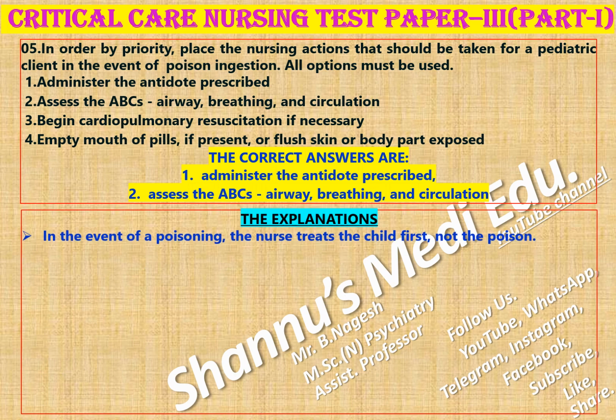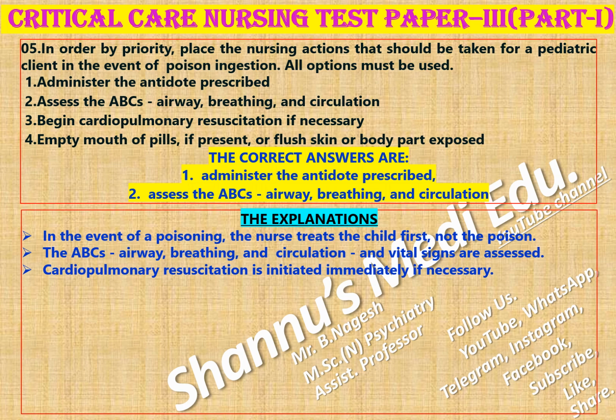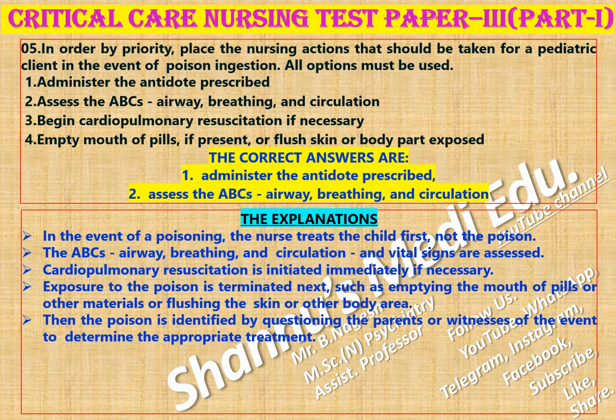The explanation of this question: in the event of poisoning, the nurse treats the child first, not the poison. The ABCs, airway, breathing and circulation, and vital signs are assessed. Cardiopulmonary resuscitation is initiated immediately if necessary. Exposure to the poison is terminated next, such as emptying the mouth of pills or other materials or flushing the skin or other body areas. Then the poison is identified by questioning the patient and witnesses of the event to determine appropriate treatment.